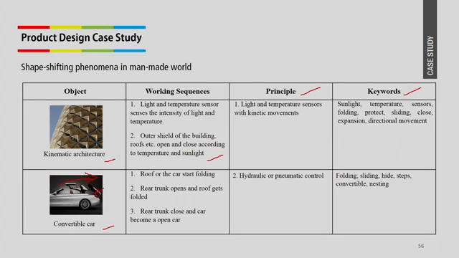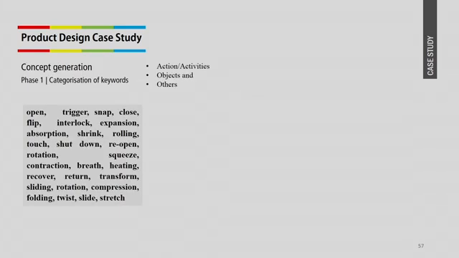So, what principle is used in this? Hydraulic and pneumatic control. So, what are the keywords? The folding, sliding, hide, steps, convertible, nesting. These are the keywords we can get from this. Then the actual concept generation stage started, where all those keywords had been grouped into three categories: one is actions and activities, another is objects, and others.